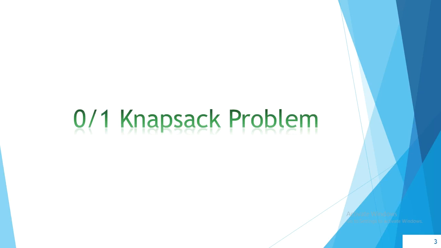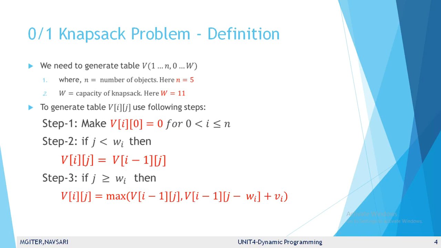The knapsack problem can be defined as follows: there are n items with weights W1, W2 up to Wn, and the value, meaning profit, associated with each item is V1, V2 up to Vn, and the capacity of the knapsack is capital W. We have to find the most valuable subset of the items that fit into the knapsack. The main aim is to fill the knapsack or bag in such a way that it maximizes the profit and does not exceed the capacity of the knapsack.